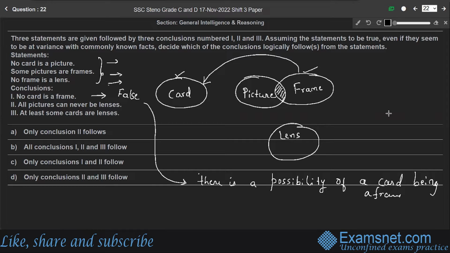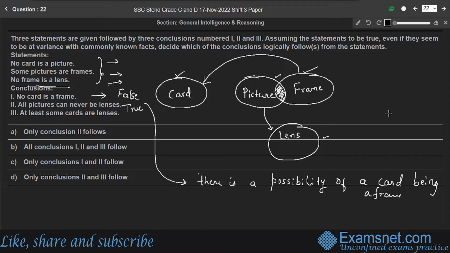Next one. All pictures can never be lenses. It is strictly given that no frame is a lens. No frame is a lens means not even a single portion of frame is a lens. It is strictly given. So some portion of frame is a portion of picture also. Though some portion of pictures are lenses, there is a possibility. All pictures can never be lenses because some portion of pictures are lenses. Therefore, it's a true conclusion.